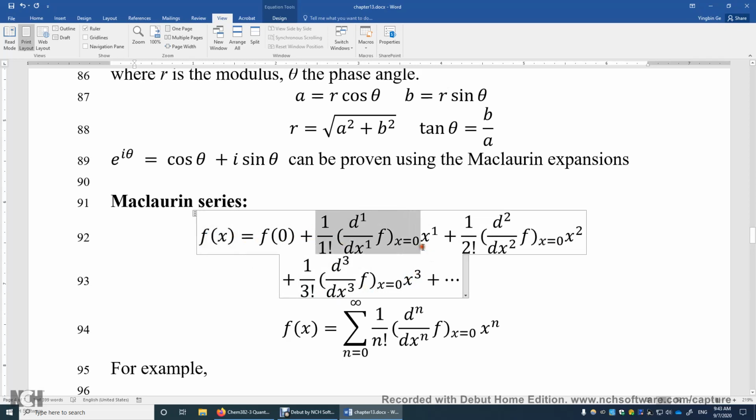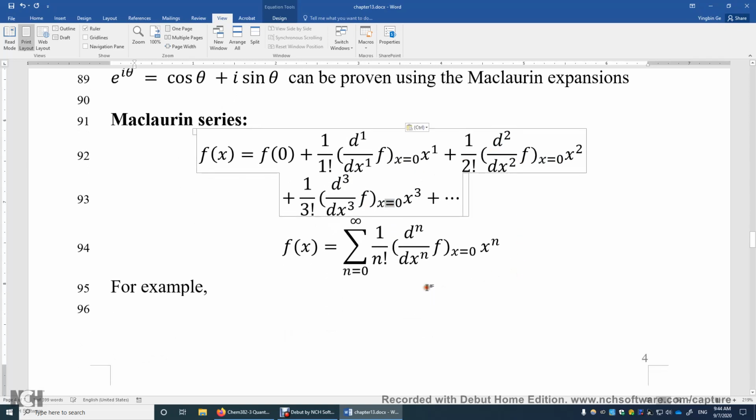What about the coefficient? The coefficients are 1 over 1 factorial, 1 over 2 factorial, 1 over 3 factorial, etc. What about the rest? Well, you just need to take the first derivative of f and then plug in x equals 0. The second derivative, and then plug in x equals 0. You take the third derivative of the function and then plug in x equals 0. So this is the simplified expression.